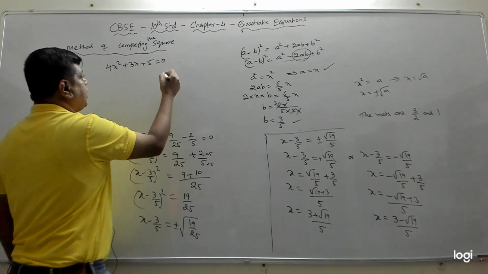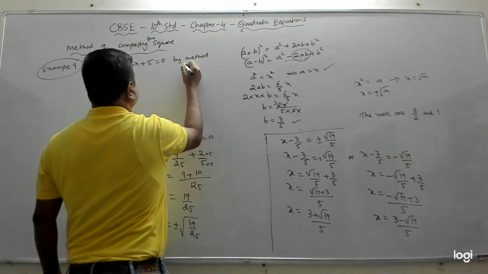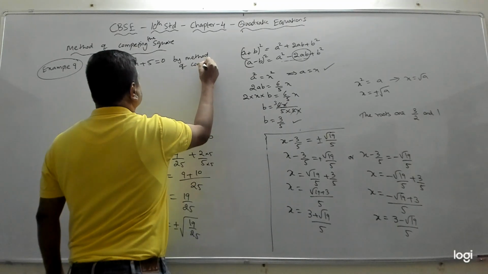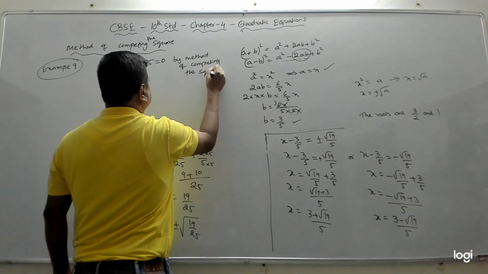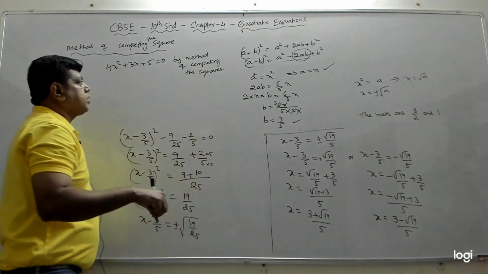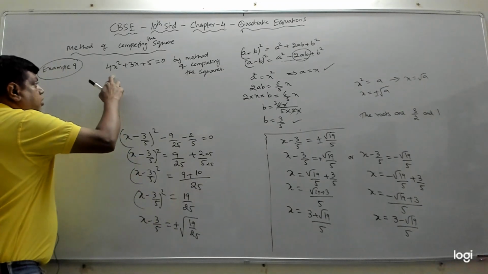We have to solve this by the method of completing squares. Now what is the first step for the method of completing squares?